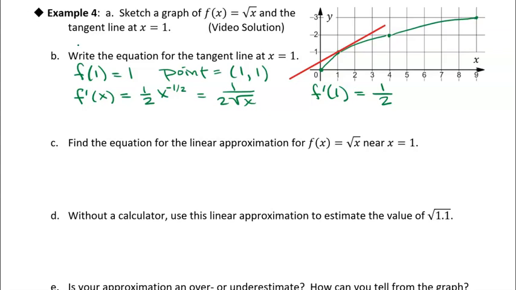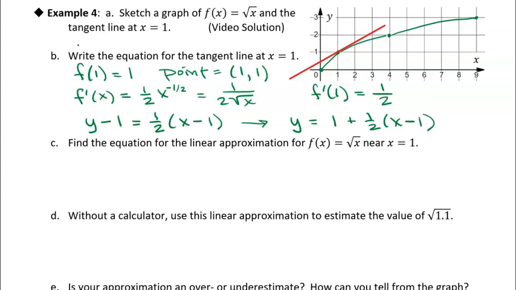So I didn't leave myself a lot of room here, but I can use the point slope formula, right? I do y minus the y coordinate of the point equals 1/2, and then x minus the x coordinate of the point. And then I can rearrange this. Let me just write it over here. Well, actually, let's not. I'm just going to add 1 to both sides, right? So I get y equals 1 plus 1/2 times x minus 1, right? I'm just going to leave it that way.